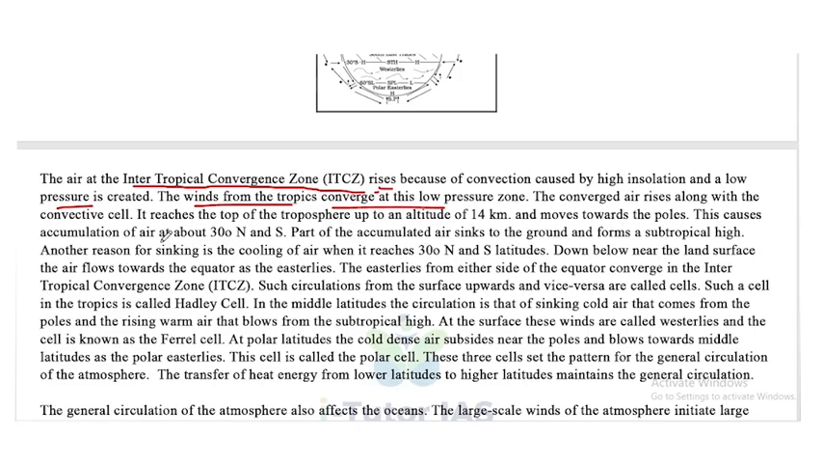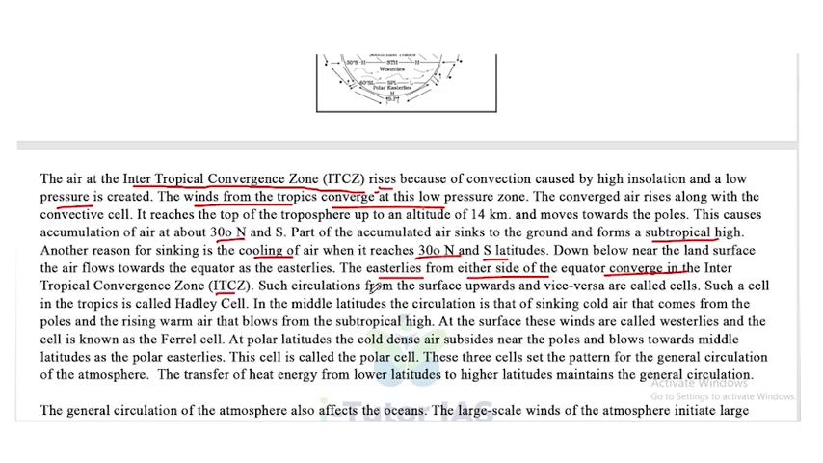This causes accumulation of air at about 30 degrees north and 30 degrees south. Now, part of the accumulated air sinks to the ground and forms a subtropical high. Another reason for sinking is the cooling of air when it reaches 30 degrees north and south latitudes. Down below, near the land surface, the air flows towards the equator as the easterlies. The easterlies from either side of the equator converge in the intertropical convergence zone.